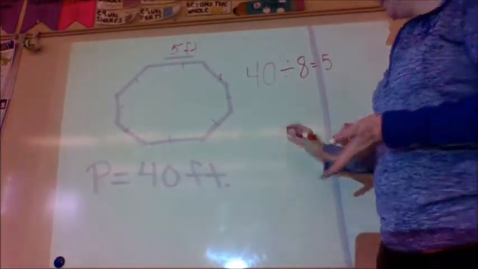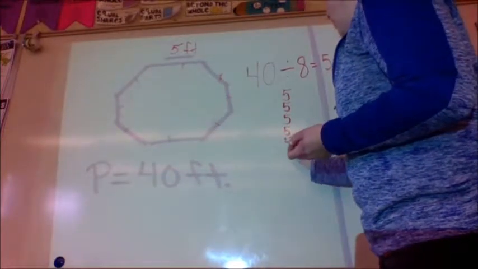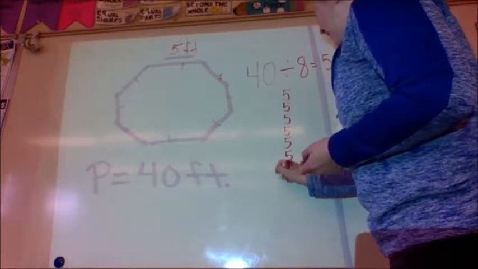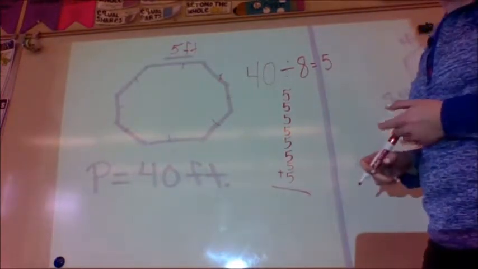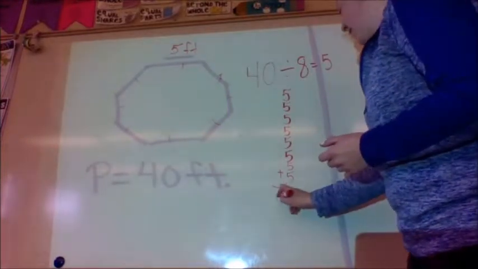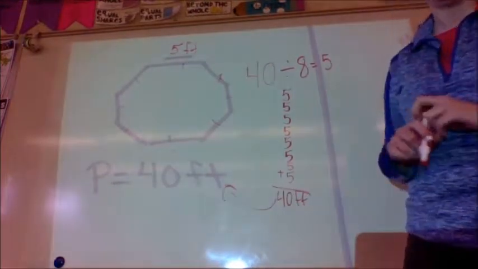And again, to check that, students can add up 5, 8 times to make sure, 1, 2, 3, 4, 5, 6, 7, 8. That when they add up the side lengths for each one, 5, 10, 15, 20, 25, 30, 35, 40, that this, for their math, equals out to the same thing for the other one.